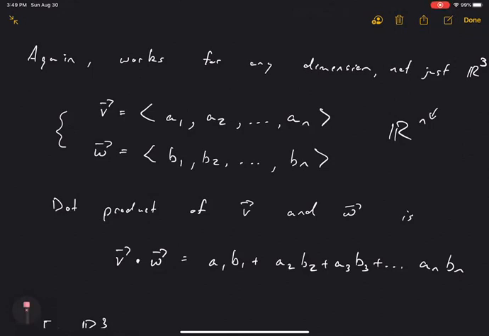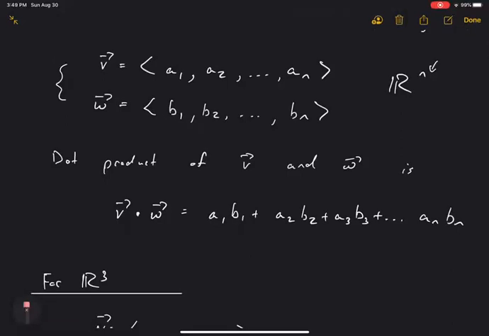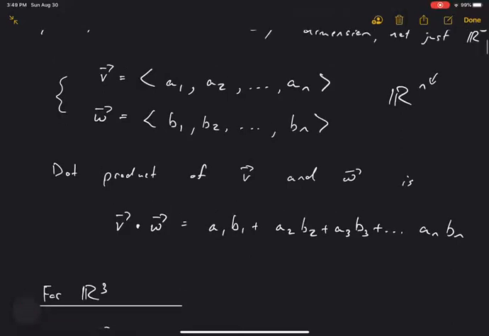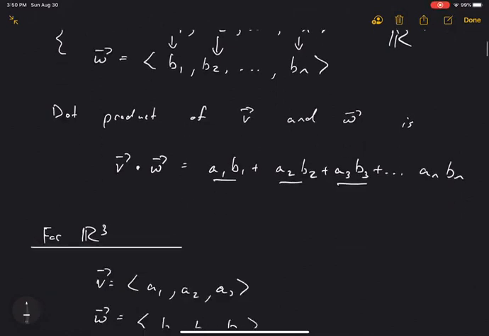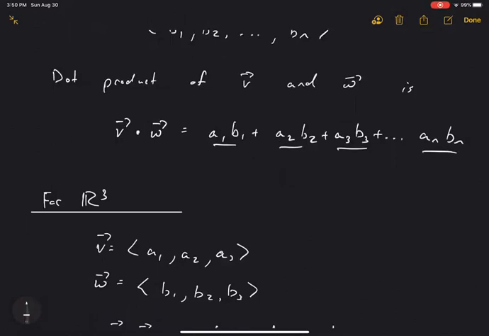So I have two vectors, v and w in Rn. What is the dot product of these two vectors? Well, it's easy. I just multiply a1 and b1, a2 and b2, and so on, all the way up to an times bn, and then I add those things together. So I have a1 times b1 plus a2 times b2 plus a3 times b3, and so on, all the way up to an times bn.